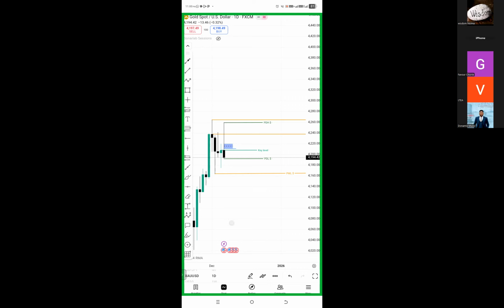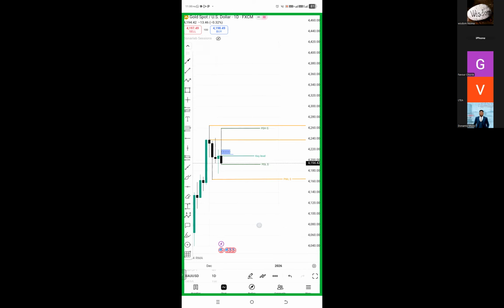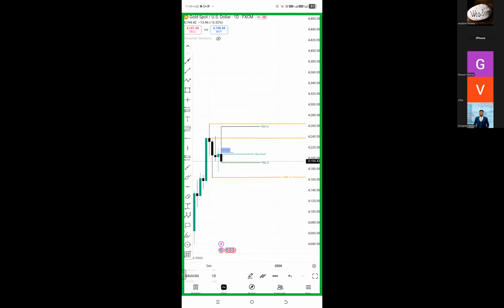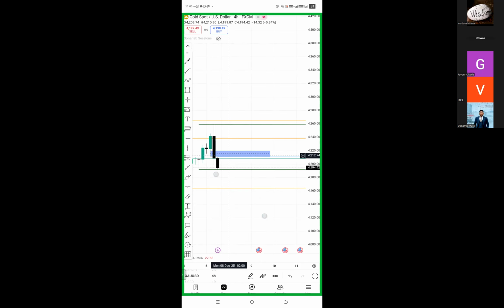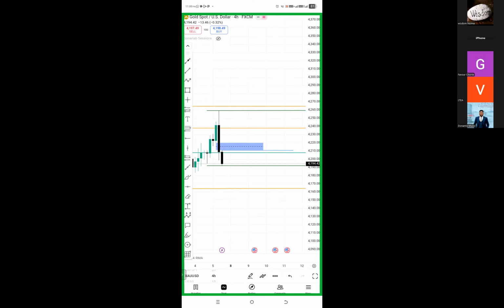Now, Wisdom, if I may ask you, right? If this price wants to sell now, where is the point of interest in your premium you are looking at for price to reach before looking for a selling opportunity? My point of interest, one is this key level. That one, yes. Okay. And the other one? And if you could still use this 4-hour FVG sell. A 4-hour fair value gap is okay.